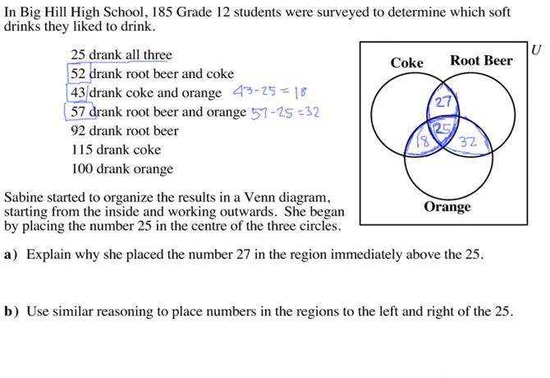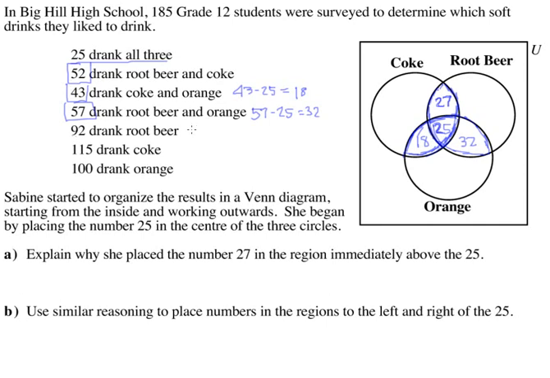Now finally, 92 people drink root beer. That means in this circle, altogether, we have to have 92 people. How many do we have already? 27 plus 25 is 52, plus 32 is 84. We need a total of 92, so 8 more.